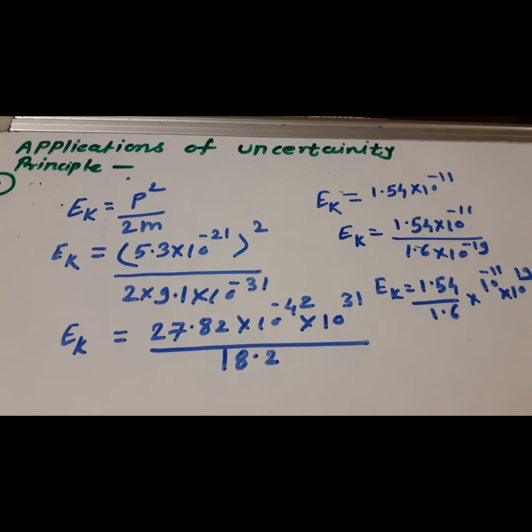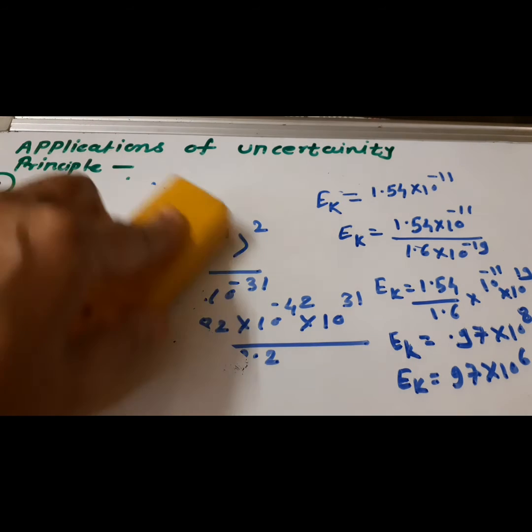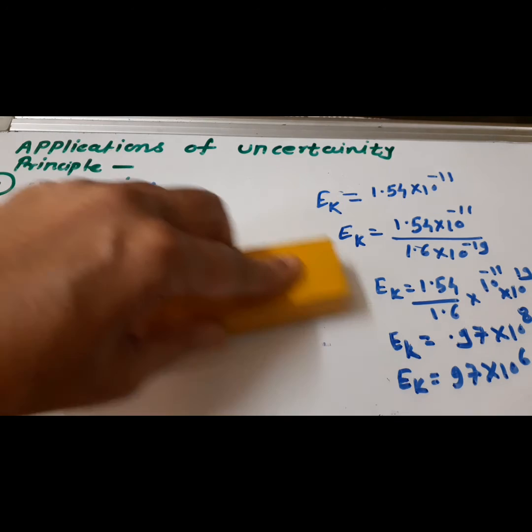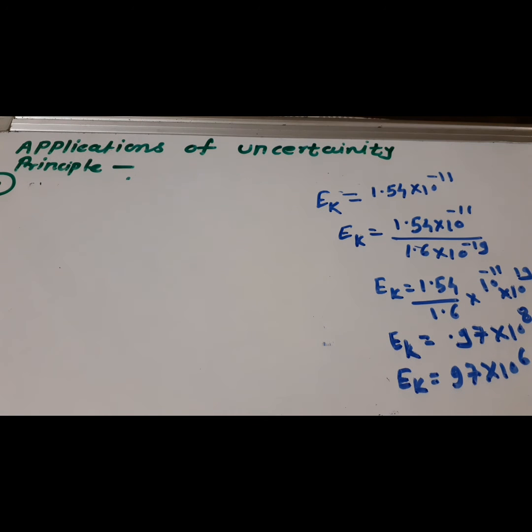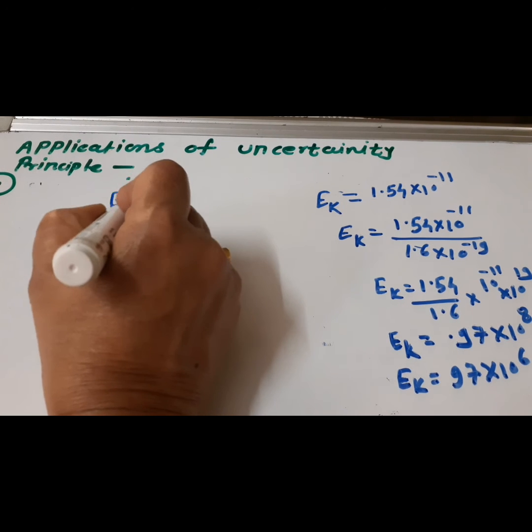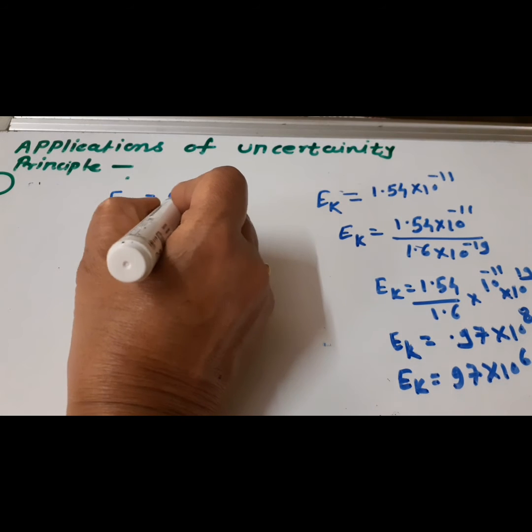Therefore, Ek is equal to 0.97 into 10 to the power 8, isn't it? Ek is equal to, rearranging the equation, 97 into 10 to the power 6. But 10 to the power 6 is the mega electron volt, so that we can write down the kinetic energy Ek is equal to 97 mega electron volt.